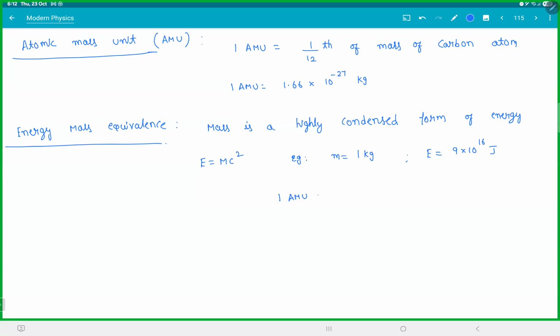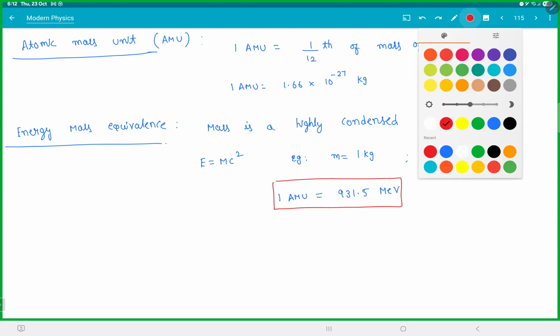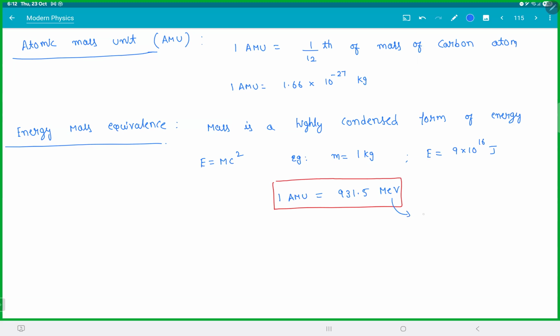So if you convert 1 AMU of mass into energy, this is 931.5 million electron volts. This is a number which you should remember. It means if you convert this much mass, 1.66 × 10^-27 kg, you get 931.5 MeV. MeV is million electron volts. We did discuss this last time. That is a number you need to remember.